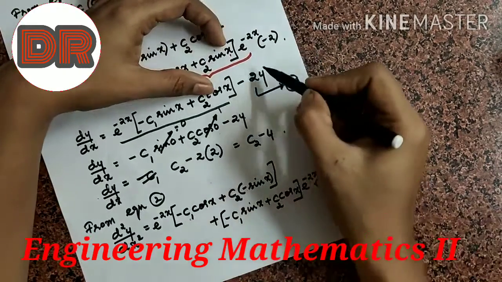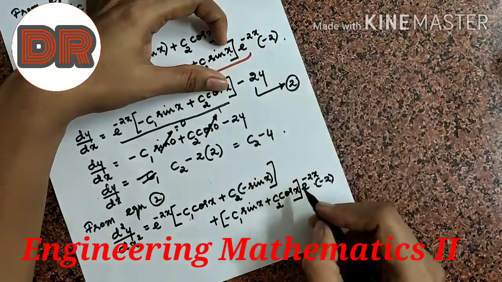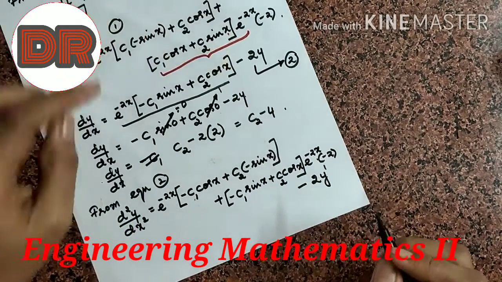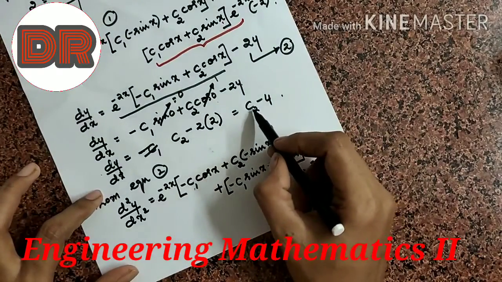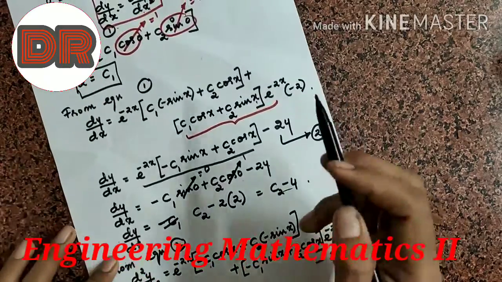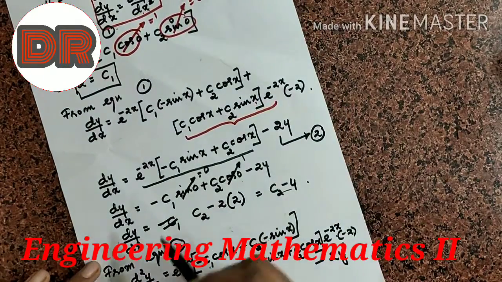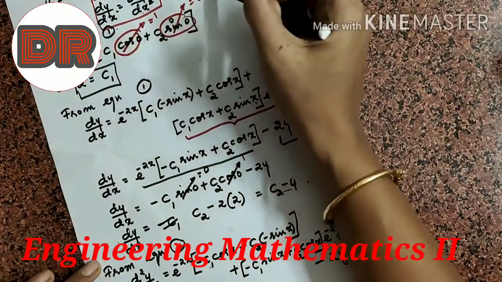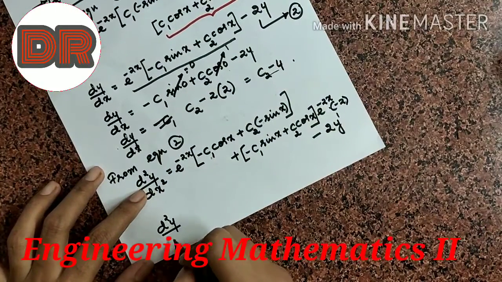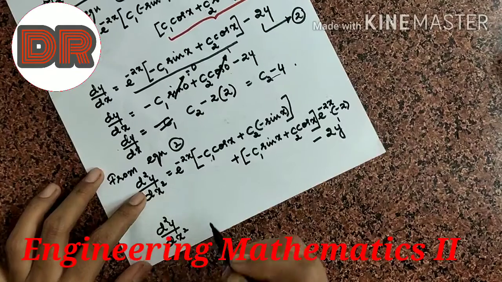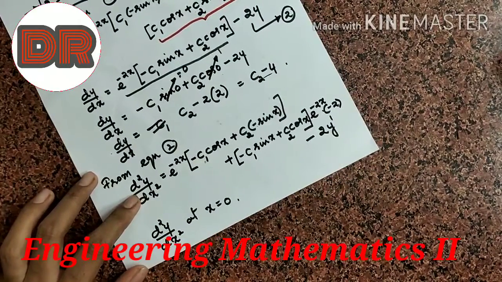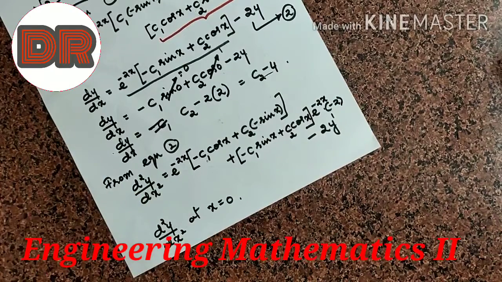Do not stop here, we have one more term over here. So, differentiation of that, minus 2 y dash. Y dash is nothing but dy by dx, the value of which is already known. So, we will substitute all these. Let us find out d square y by dx square at x equal to 0.